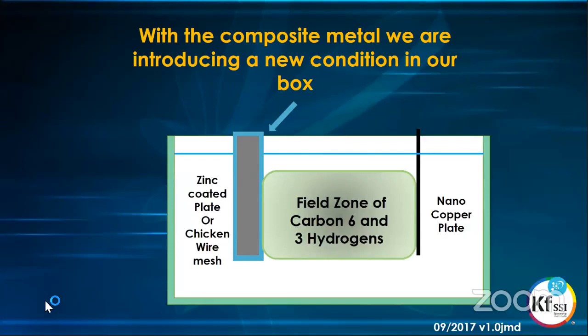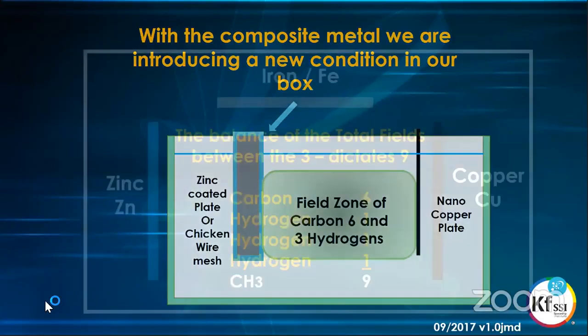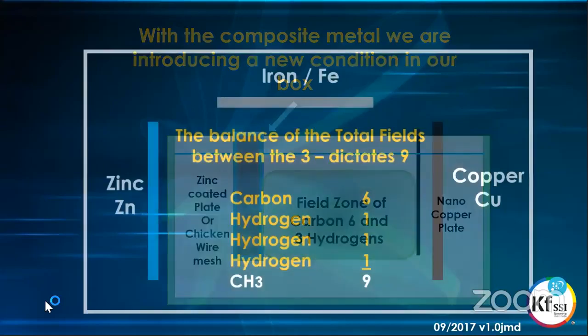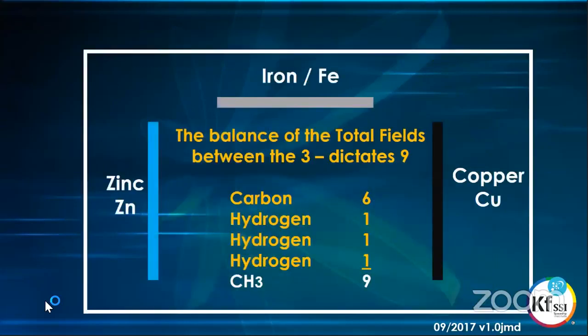So when you combine them all together, what we're doing with our copper plate and our zinc-coated plate is we're creating our carbon field zone as before, but we're also creating a different field zone in there of 3 hydrogens. And this is just another illustration of essentially what we've got in our box. We've got our copper, we've got our zinc, and we have iron. So we've got a composite.